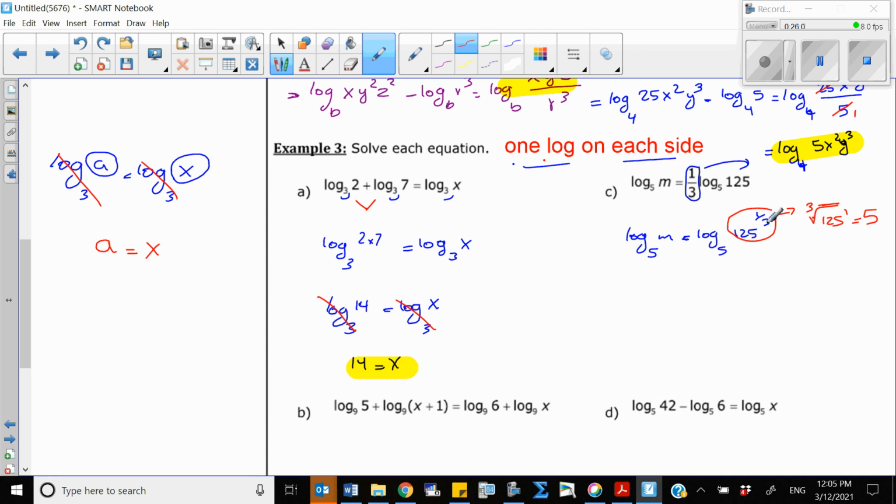So this is basically just 5. So I'm going to rewrite that. Log base 5 of m is equal to log base 5 of 5. Okay, now I have two logs, one on each side. I'm going to drop the log and just set the m equal to 5. So we solved for the variable here, m equal to 5.